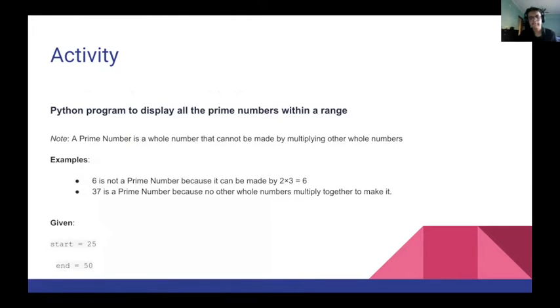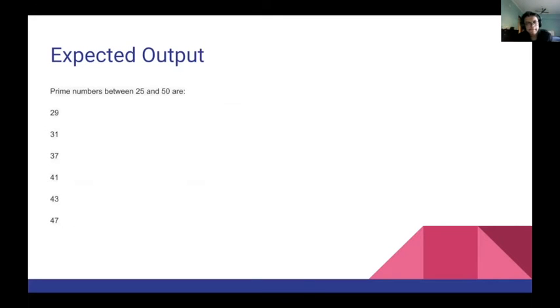Now let's do an activity. You're going to write a Python program to display all of the prime numbers within the range. A prime number is a whole number that cannot be made by multiplying other numbers. For example, 6 is not a prime number, because it can be made by 2 times 3 equals 6. You will be given a variable called start, which is 25, and a variable called end, that is 50. The expected output should be 29, 31, 37, 41, 43, and 47. People at home, you can also do this.